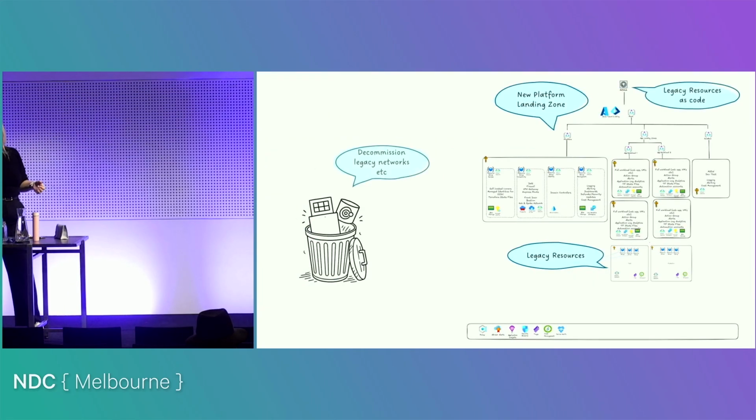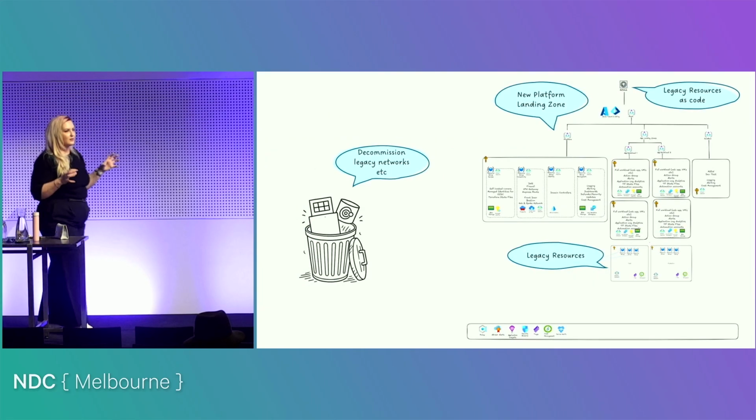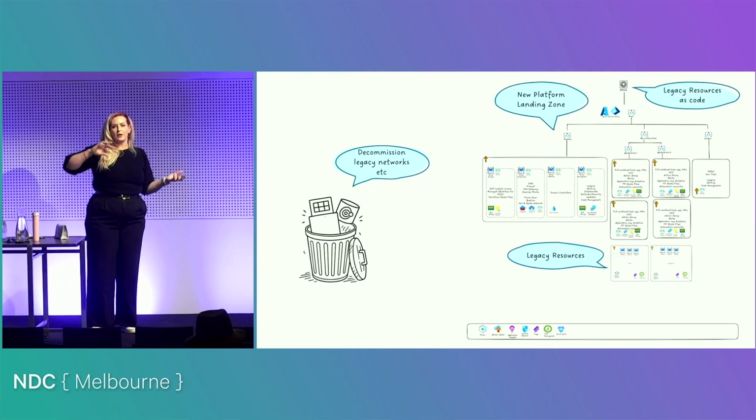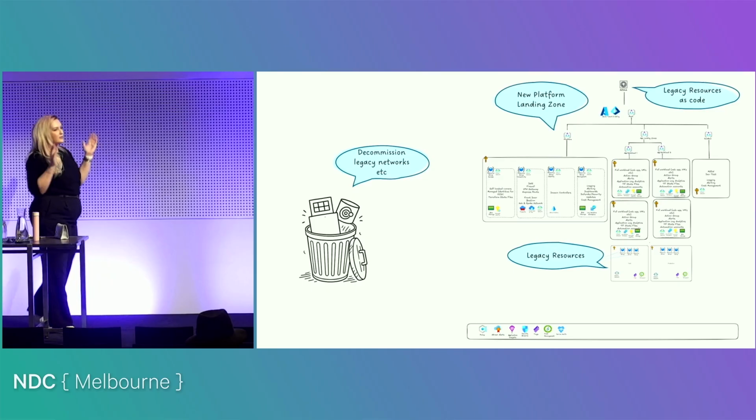And then the last step is to just decommission the stuff that's duplicated. So, you might have an old hub network or whatever that you just need to decommission for cost saving, and you have a nice, tidy environment.